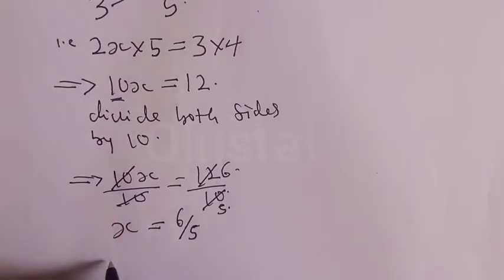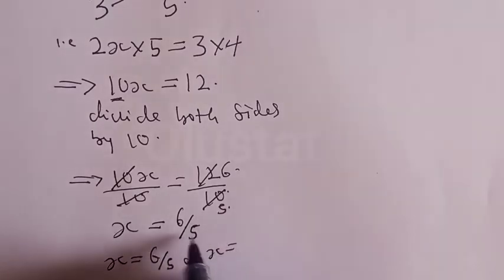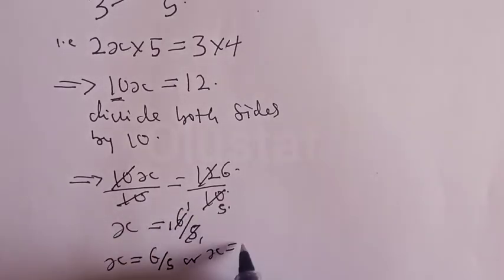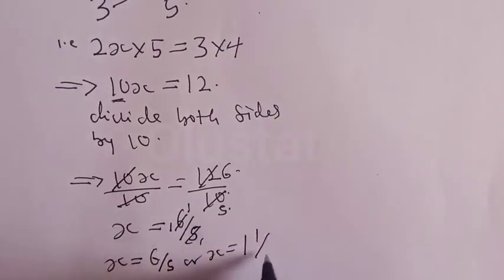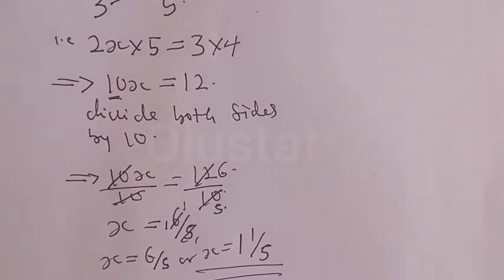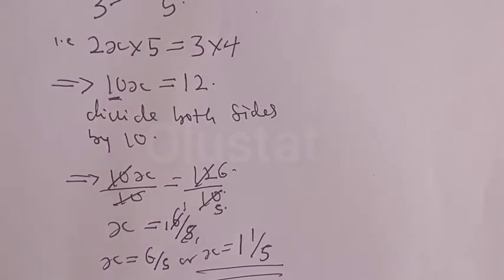Then our answer is x is equal to 6 over 5, or x is equal to 1 and 1 over 5, since 5 goes into 6 once, remainder 1. You can see that within 60 seconds, we are through with the question.